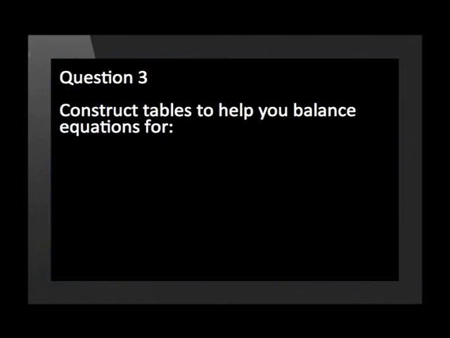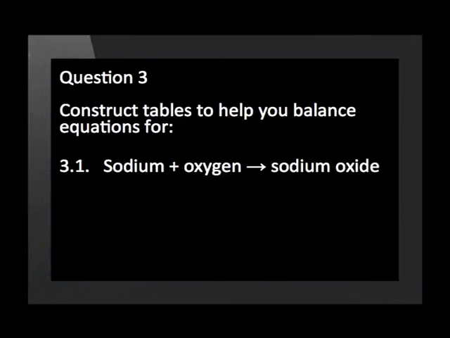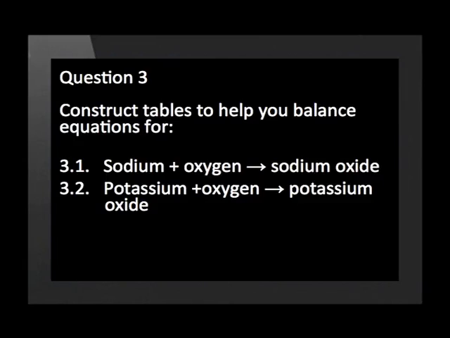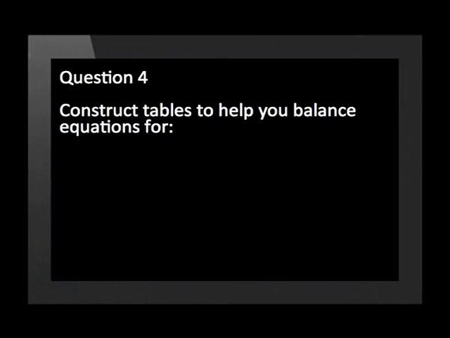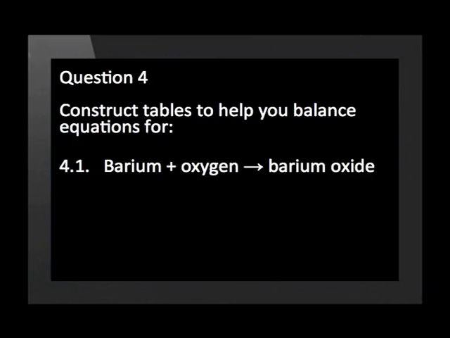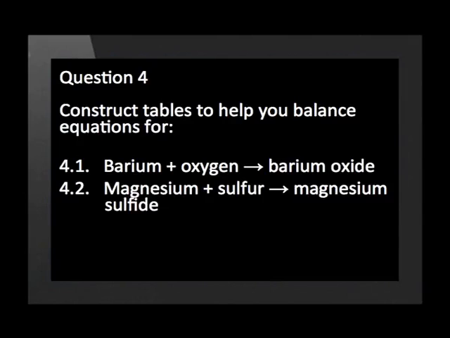Question 3. Construct tables to help you balance chemical equations for the reaction of sodium in oxygen to form sodium oxide and of potassium in oxygen to form potassium oxide. Question 4. Use tables to help you balance the chemical equations for the reactions of barium in oxygen to form barium oxide and magnesium with sulfur to form magnesium sulfide.